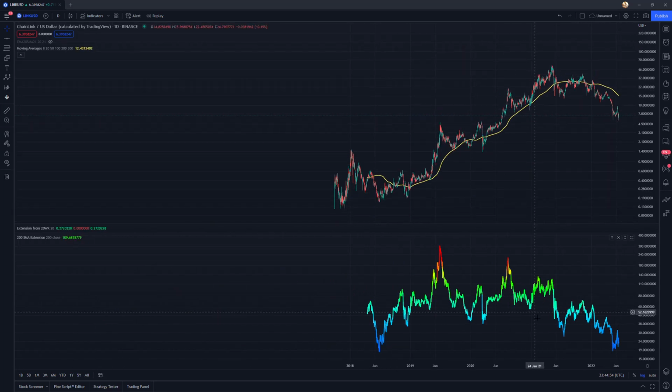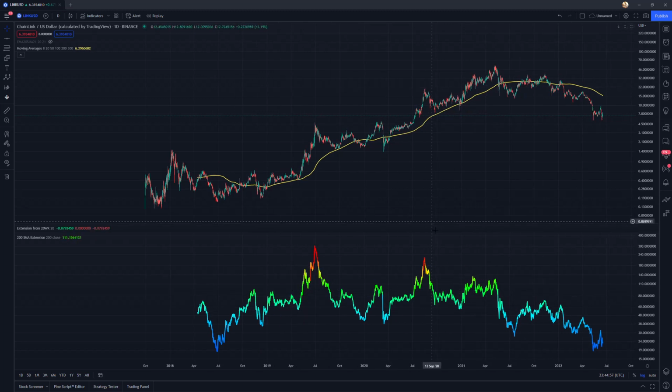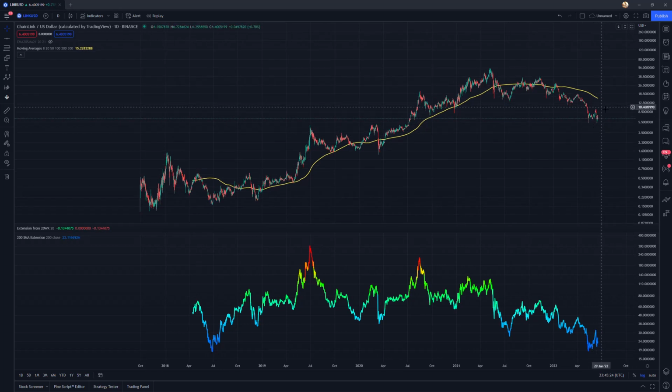So if I zoom out all the way here, similar to the 20-week extension, we are quite far extended below the 200-day simple moving average. And it's telling me a similar thing where we've never really seen this level of underextension except for this June 2018 phase. And you can see how this was very, very close to the macro bear market bottom. So I would expect, maybe this is not the bottom, but I would expect a bounce back up to the 200-day simple moving average, and at the very least a retest of this moving average.